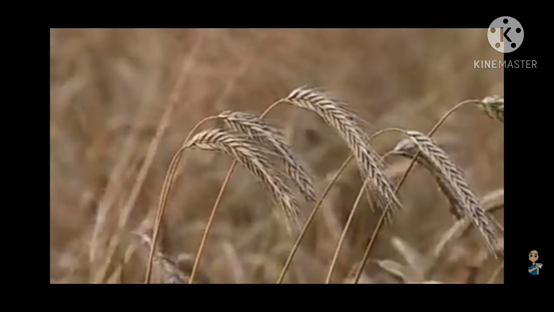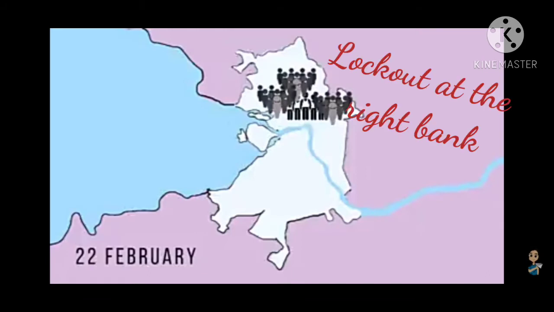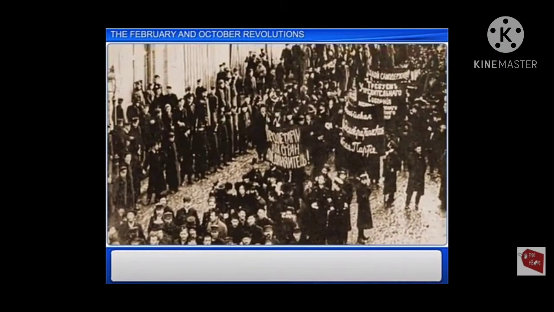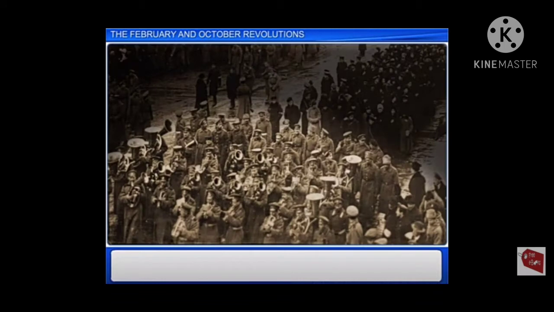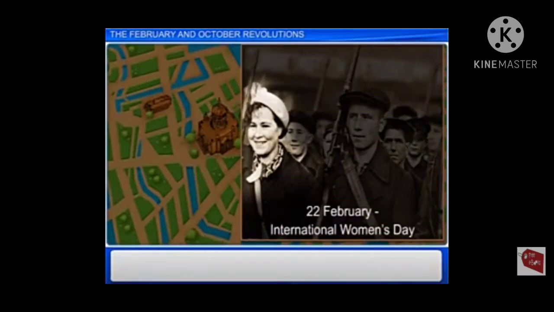Now what happened next? Let us see. On 22nd February, there was a lockout at a factory. Okay, the factory was shut down. The lockout took place on the right bank of the river Neva. The next day, what happens? The workers in 50 factories called a strike in sympathy. And in many factories, very important here, women led the way in the strikes. And this came to be called International Women's Day, which we celebrate even today.